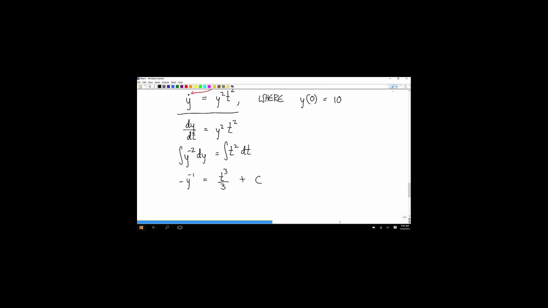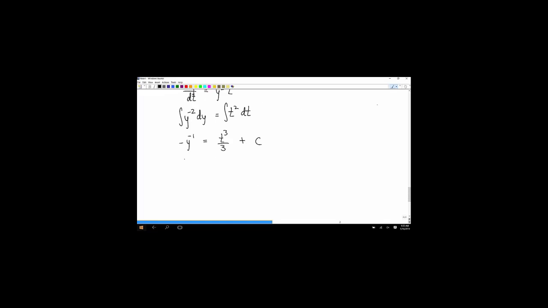Okay, so how are we going to find that constant c? Well, we're given that boundary condition that says when time is equal to 0, y is equal to 10. And so I can just use this equation here, put in 0 for time, put in 10 for y, use that to solve for that constant c. And then at that point, all I'm trying to do is isolate the variable y and express that as a function of time.